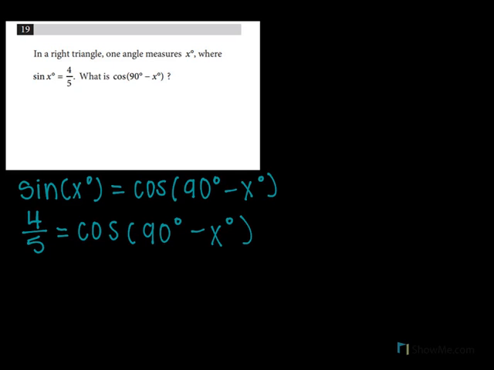Because of this, the question is asking what is cosine of 90 degrees minus x degrees. Therefore, our answer is simply 4 over 5.